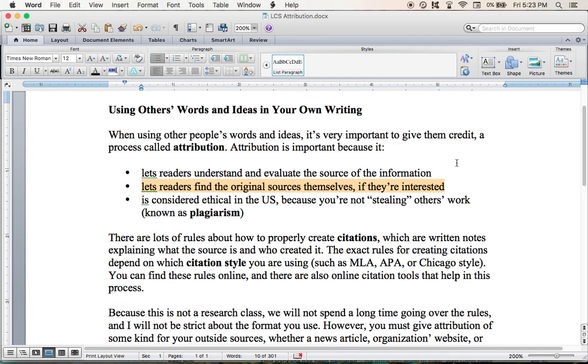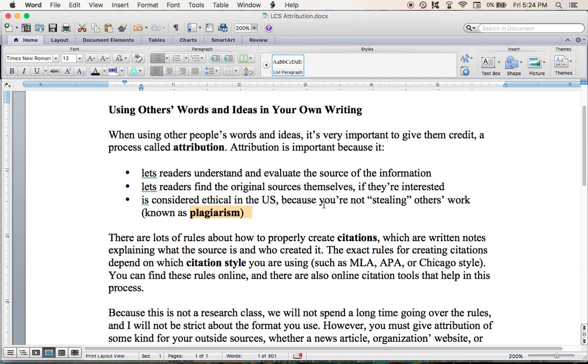And then lastly, attribution is very important because it's considered ethical in the United States. It's considered the right thing to do because if you don't attribute something, then you're considered to be stealing other people's work. And this kind of stealing other people's words and ideas is known as plagiarism. Plagiarism is a really serious offense in the United States, especially in the academic world, at colleges and universities.